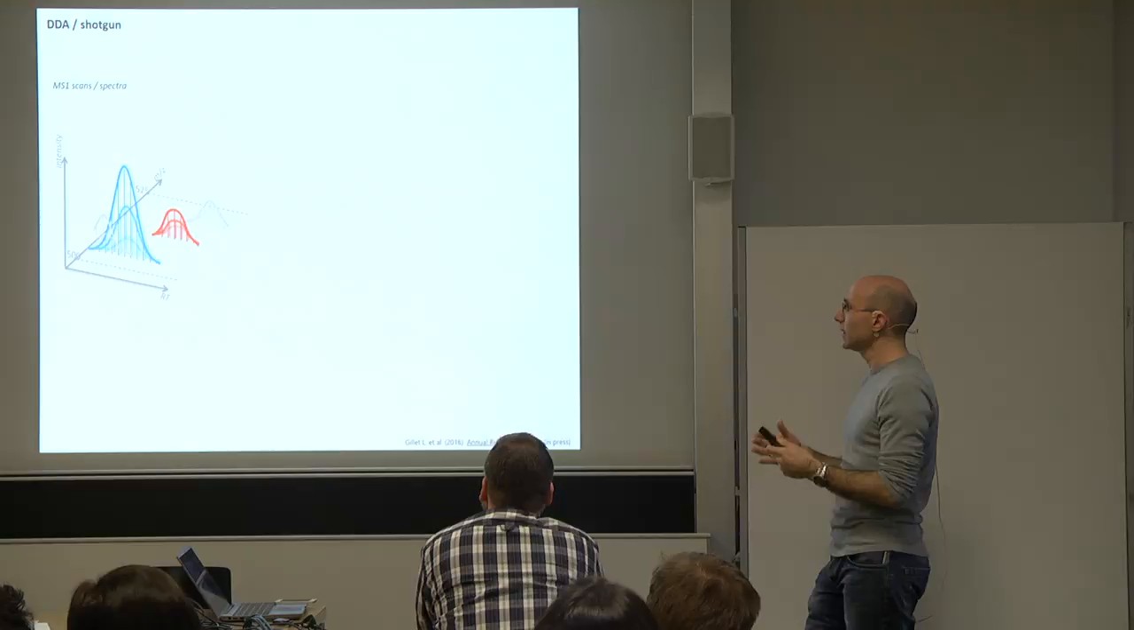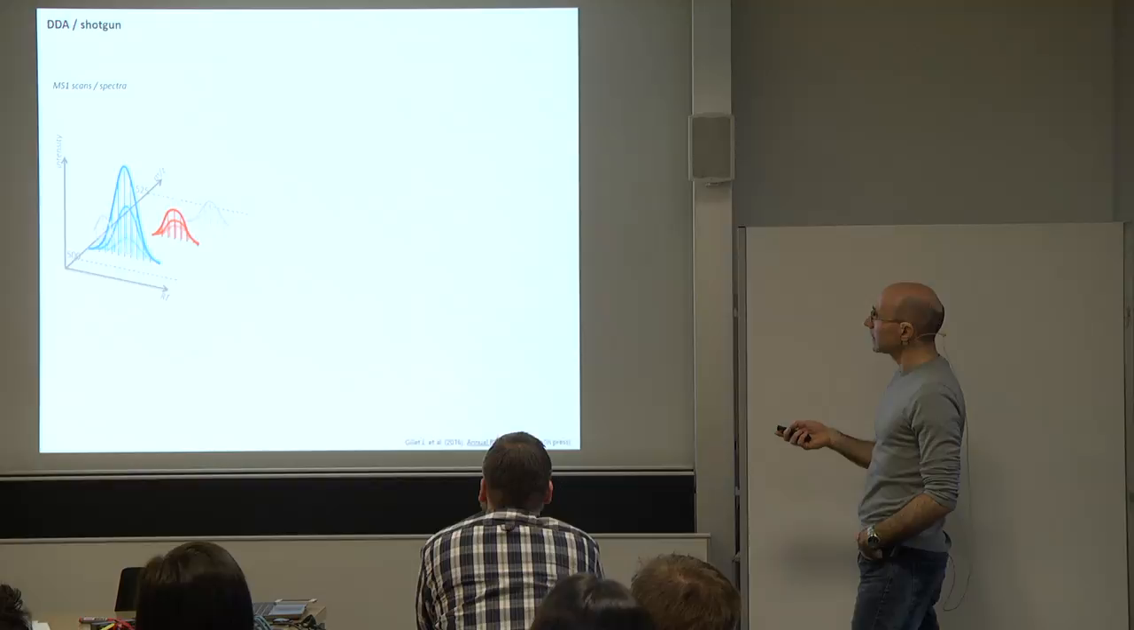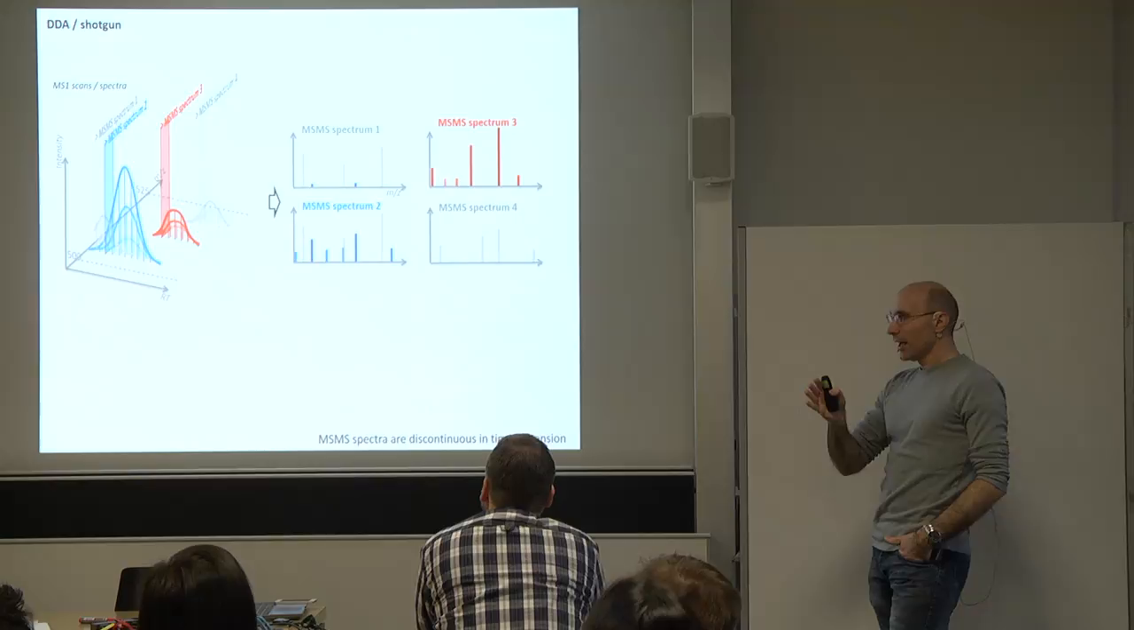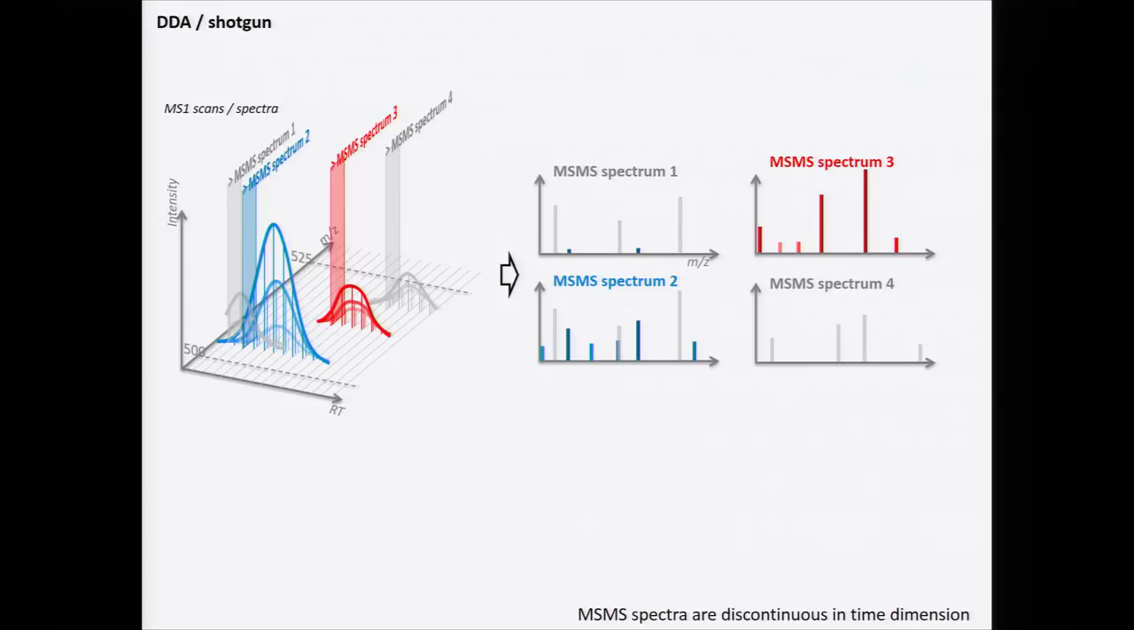So this is MS1, and this is the basis on which shotgun is based. What shotgun does is it takes the most abundant species it finds at every spectrum, or the top 20 most abundant species it finds at every spectrum, and then selects them with a certain isolation window.